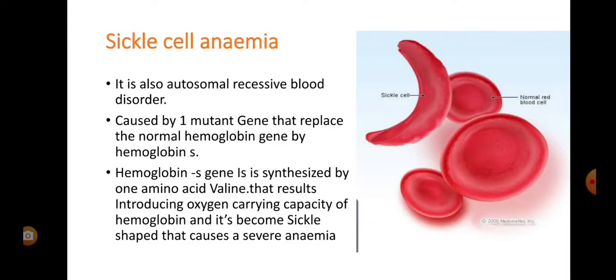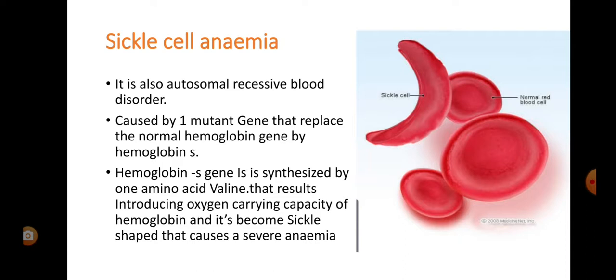Next is sickle cell anemia. It is also a blood disorder and an autosomal recessive disorder. The normal hemoglobin gene, that is hemoglobin A, is replaced by the mutant gene, that is hemoglobin S.